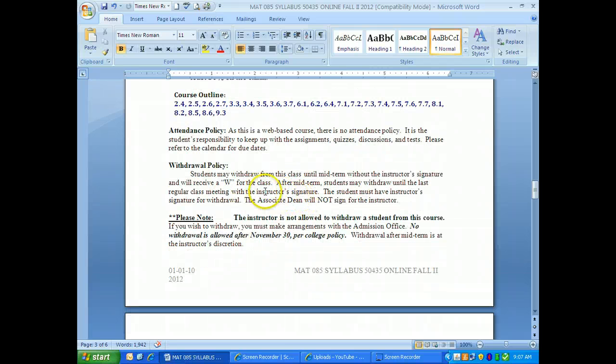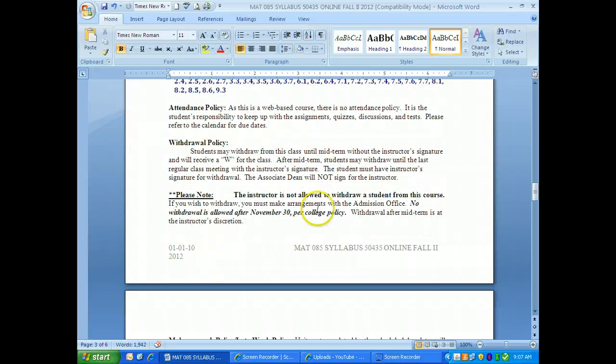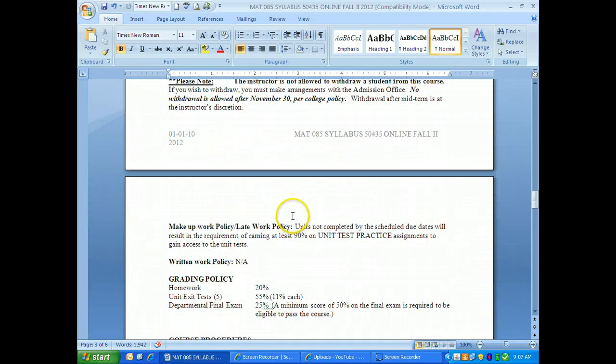Withdrawal policy, you have until, what's the date? You have until midterm to withdraw without my signature. After that, you need my signature. Just send me an email. After November the 30th, you cannot withdraw, no matter what.